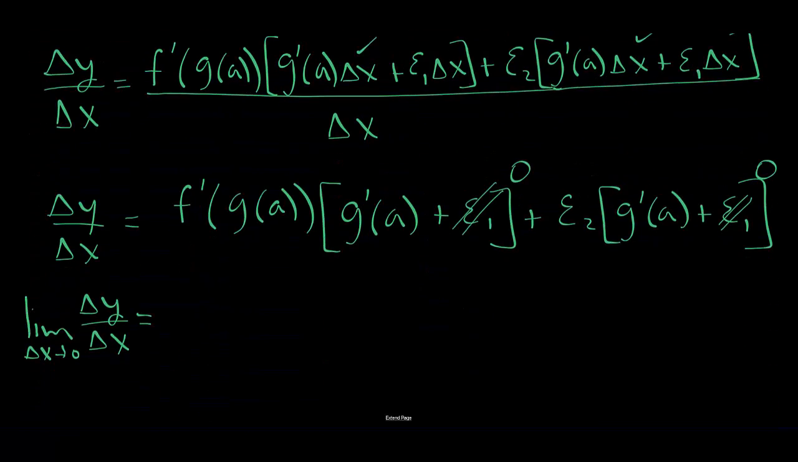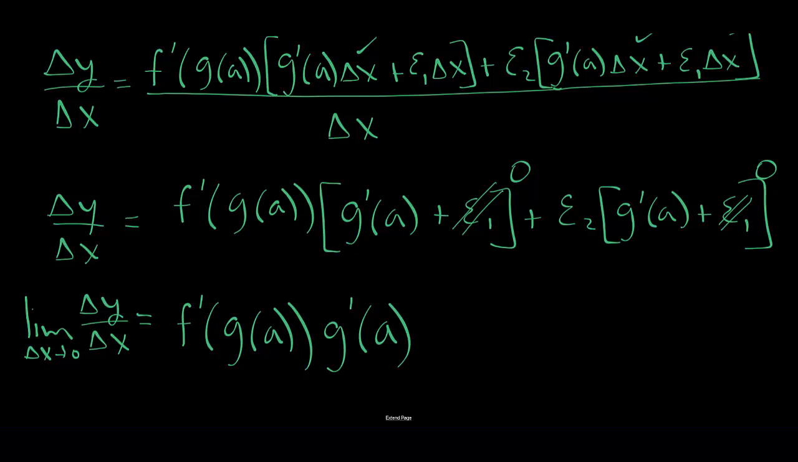Well, if that's the case, then what we have is f prime of g of a times g prime of a. And that's it. That proves the chain rule. And at this point, you can just drop your marker and leave because you're done.